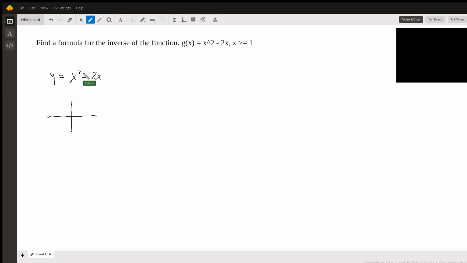Or we can graph this by hand just by writing this as x times x minus 2. So we know the intercepts are at 0 and at 2, and we know the vertex is at 1. When you plug 1 in for x, you're going to get negative 1. So here's a negative 1. Here's our vertex, and here are some points here.